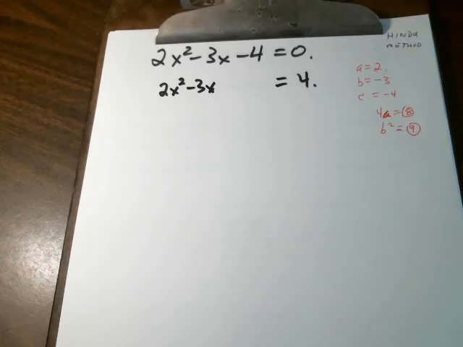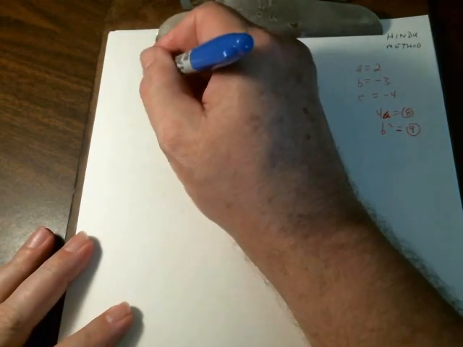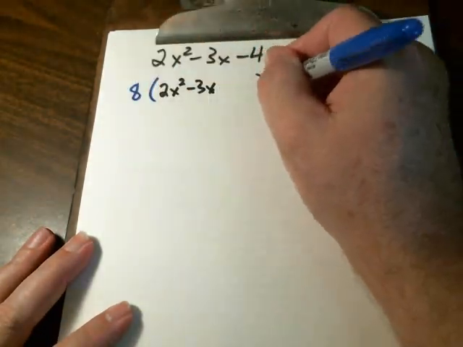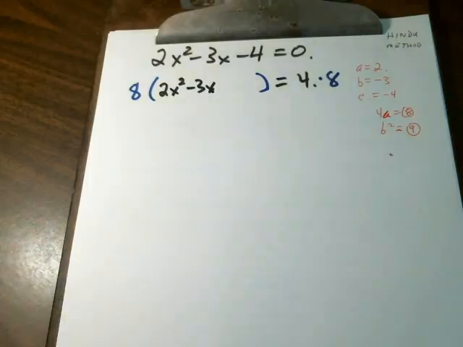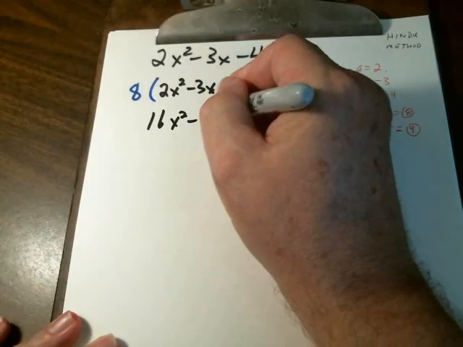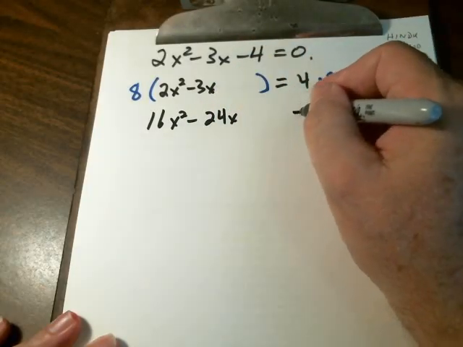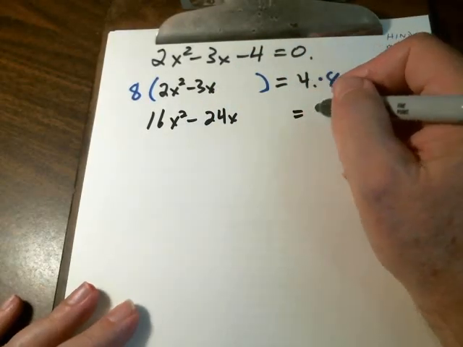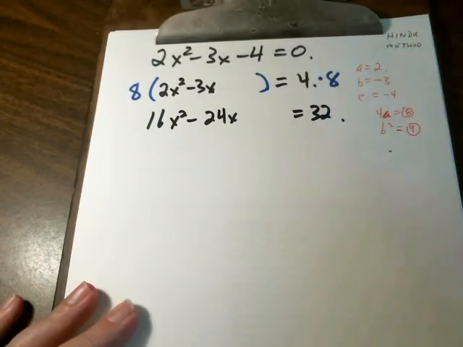Next step is to multiply both sides by 4a, which in this example is 8, as we calculated. Therefore, we shall multiply both sides by 8. Distribute on the left side. That's the next step. Therefore, we have 16x squared minus 24x. Leave space. On the right side, we have 4 times 8, which is 32.